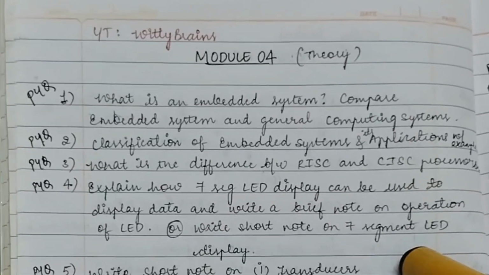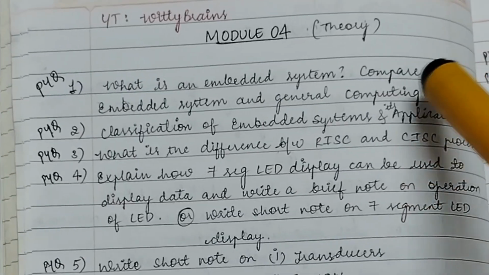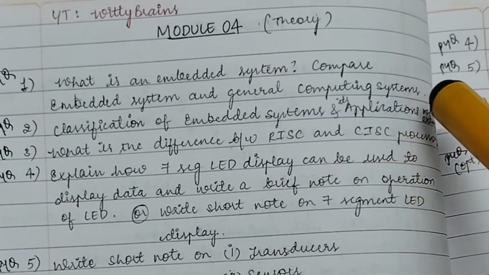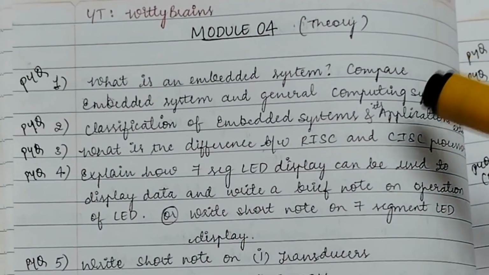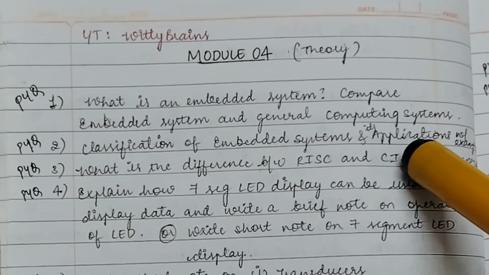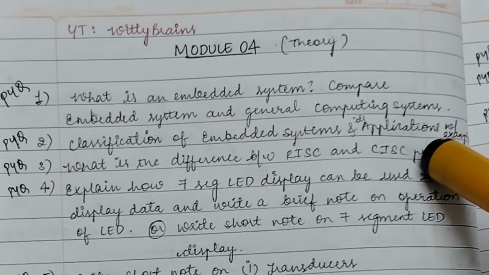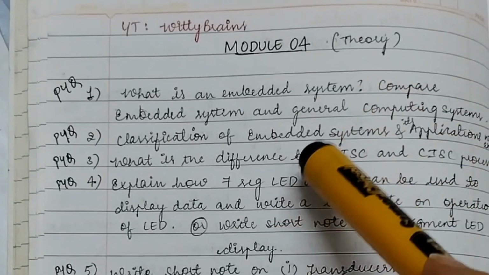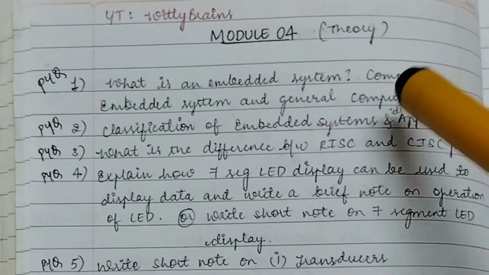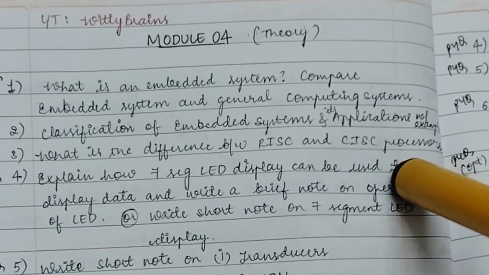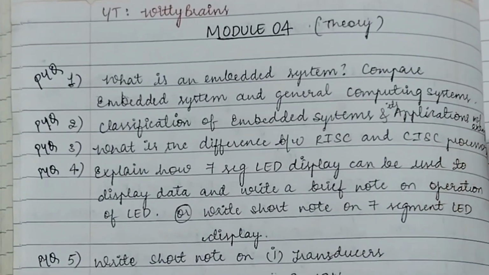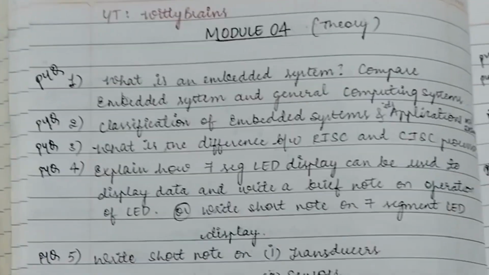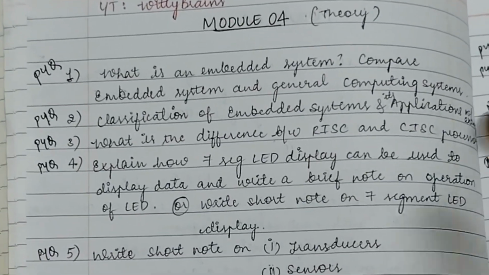Now the first question in module 4 is, what is an embedded system? And compare embedded system and general computing system. This is easy, and it's also very important. Classification of embedded systems and its applications with example. So you need to classify embedded systems. This can be asked, or they can also ask you to write the applications of embedded system with example. So you need to be prepared for both types of questions.